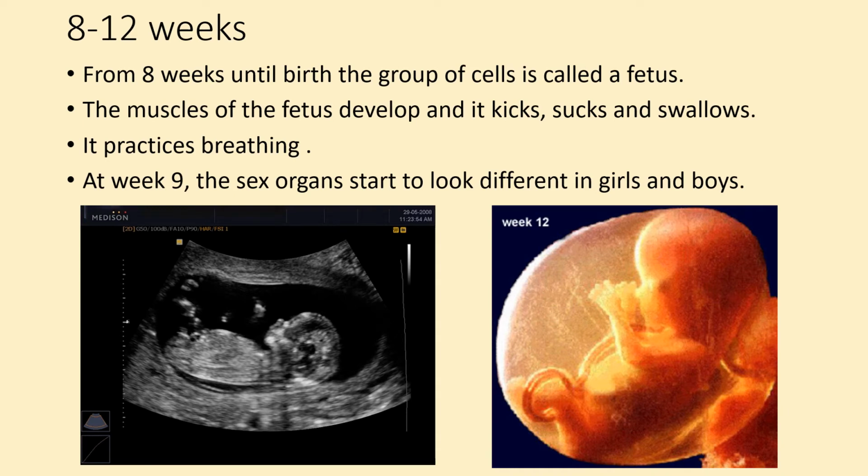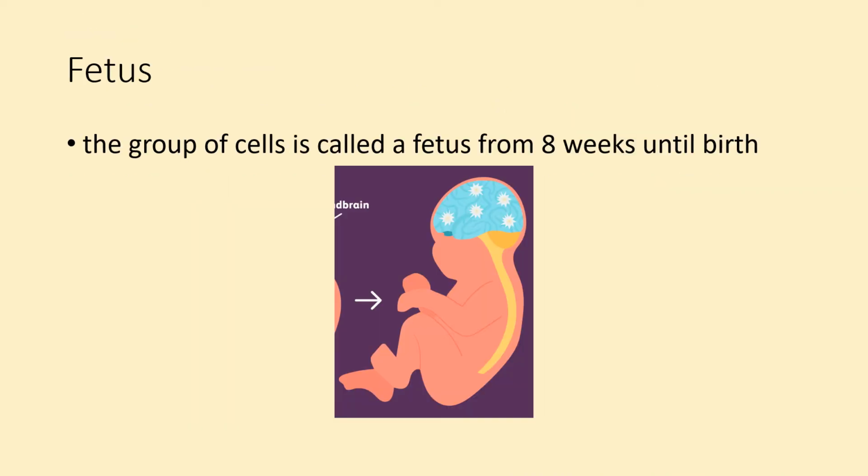At week 9, the sex organs start to look different in girls and boys. So this is a question that we often get asked, is when do girls and boys start to develop differently? And it's around 9 weeks. So the fetus is a group of cells that develops from the fertilized egg, and it's called a fetus from 8 weeks until birth. So it's a fertilized egg, and then we call it an embryo, then we call it a fetus, and after birth the fetus is a baby human being.